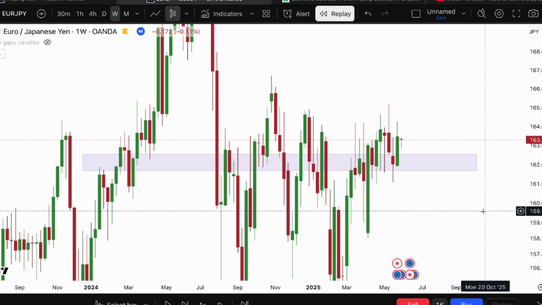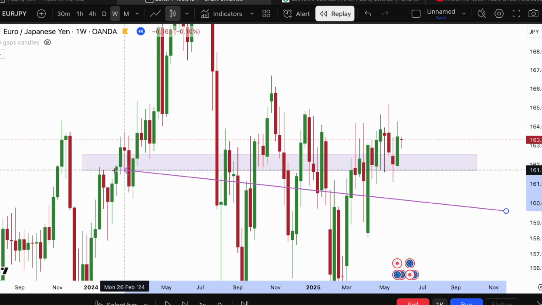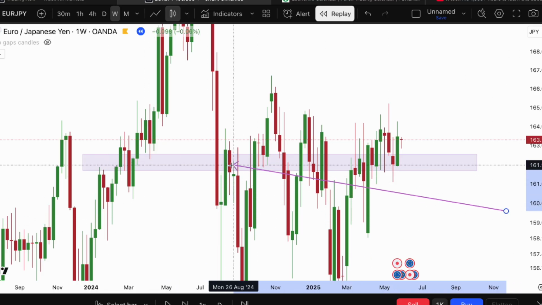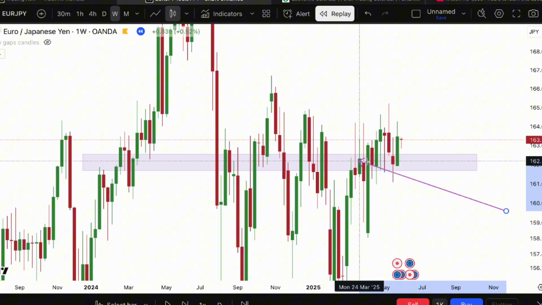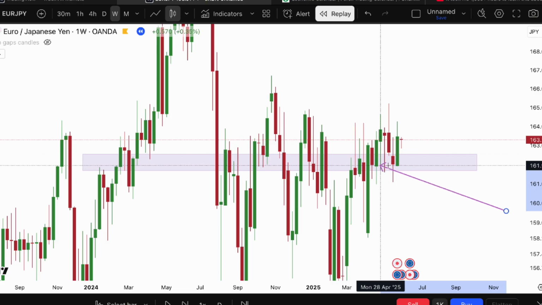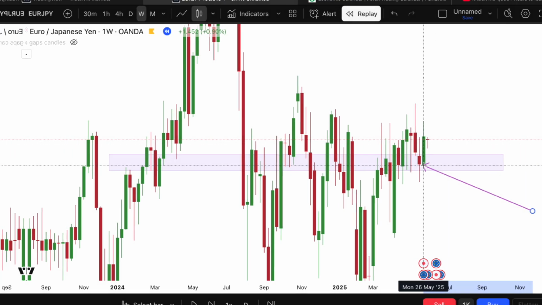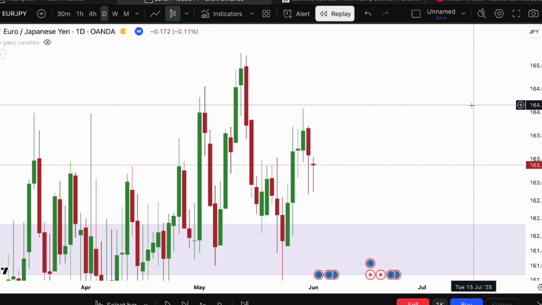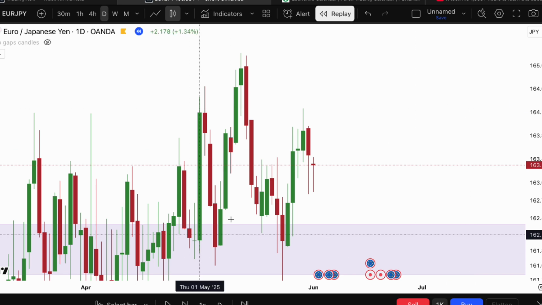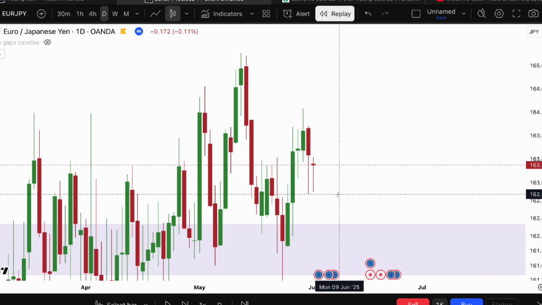On the weekly time frame, we want to draw out our support and/or resistance that could be of influence to our trade. So if you look to the left, you can see this level was previously resistance, then support. Right here, it has broken above and it is now using it again as a support level, followed by a bullish engulfing.